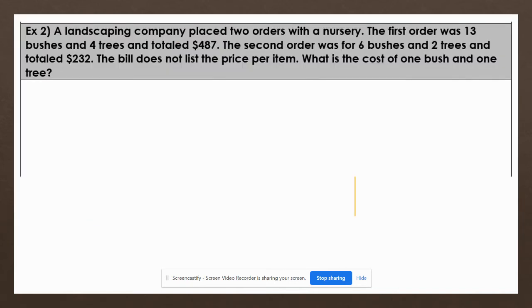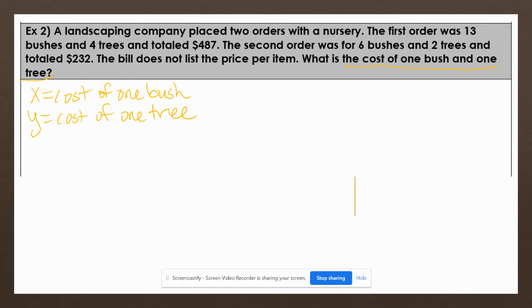We are going to skip over to example 2. We have a landscaping company. And again, with a word problem, I'm going to start with, what are they asking me for? They're asking me for the cost of one bush and the cost of one tree. So if I make x the cost of one bush and y the cost of one tree, then we can write the equation.